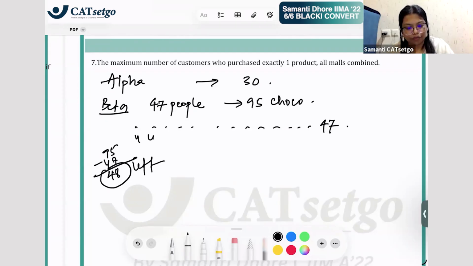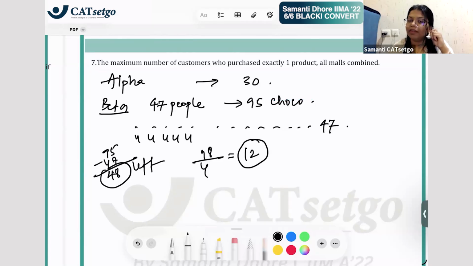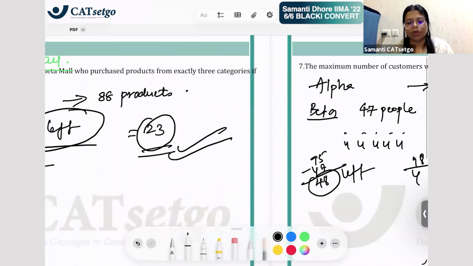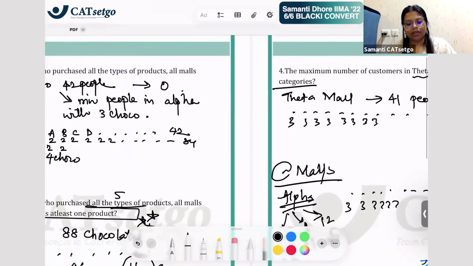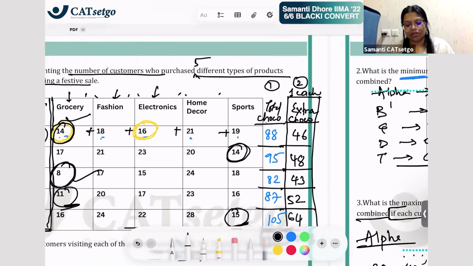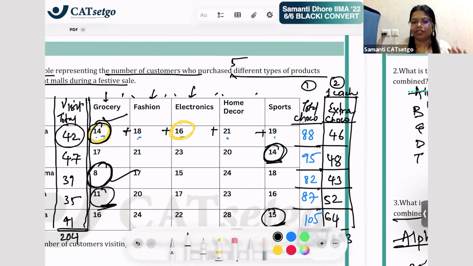So I'll give 4, 4, 4, 4 each. So 48 divided by 4 is 12 people. So 12 people I ended up giving 5 chocolates each, and the remaining I can keep to myself with 1 chocolate each. And by the way, you have to check constraints also. Are 12 chocolates possible? You have to check that in the table. Do I have 12 chocolates of each type? Yes, I have 12 chocolates of each type for beta.